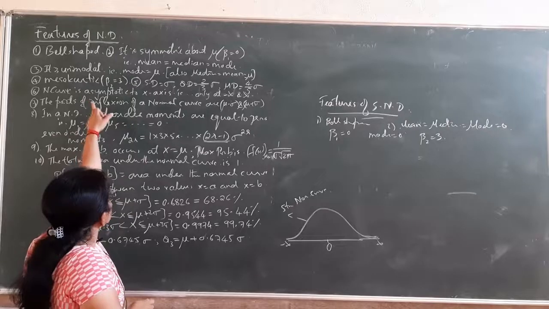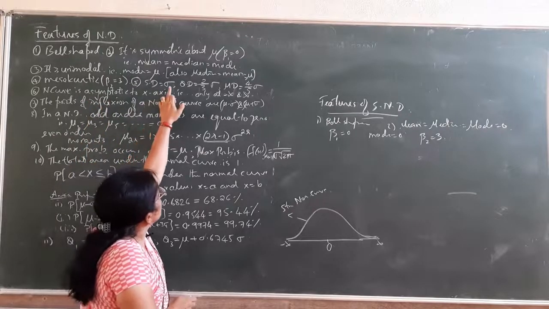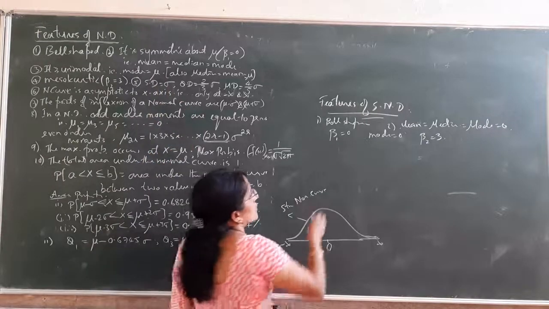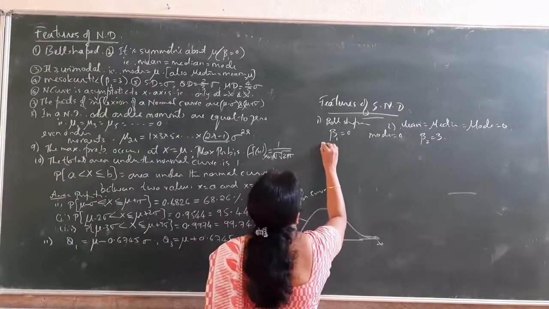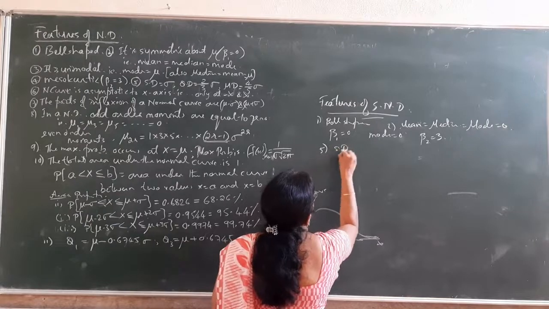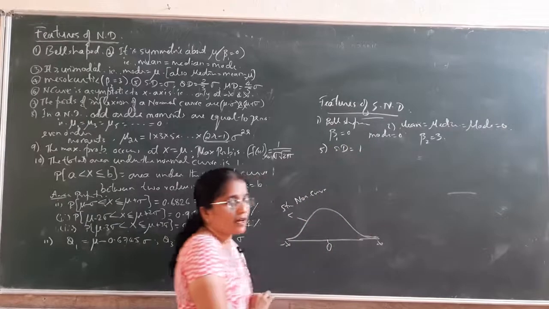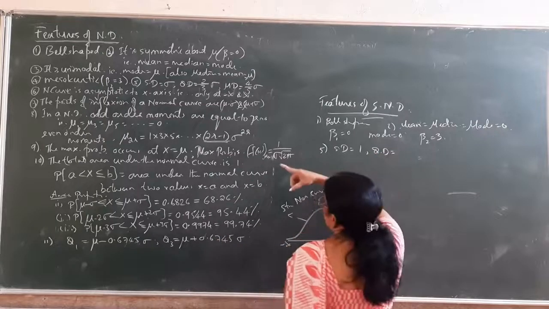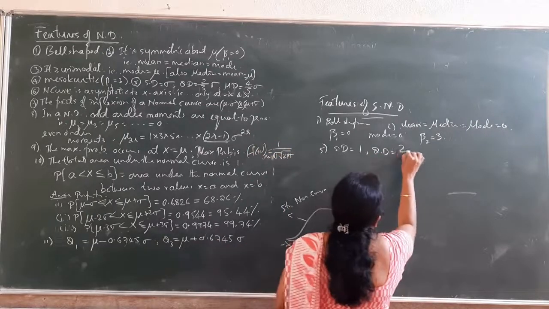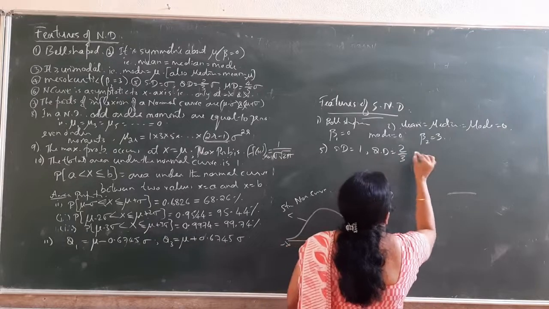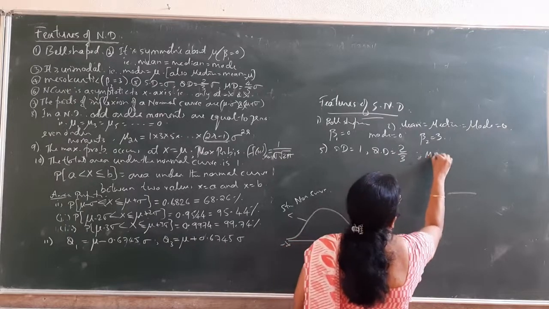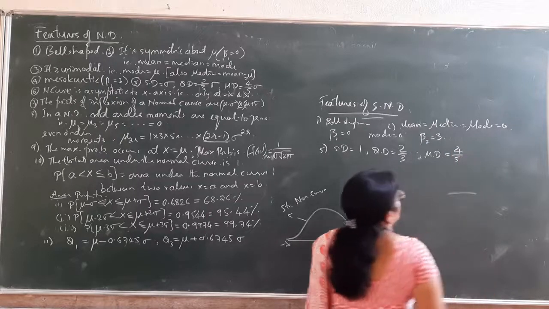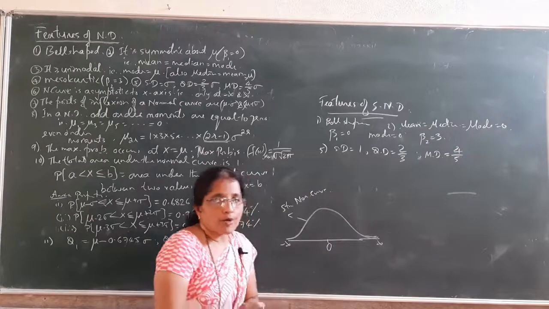Next one, standard deviation is sigma in a normal distribution. What about here? In a standard normal distribution, standard deviation is 1. In place of sigma, write 1. What is quantile deviation? It is 2 by 3 sigma. Here, 2 by 3 into 1, so that is 2 by 3. Next, mean deviation is 4 by 5 sigma. Sigma is 1, so here the mean deviation equal to 4 by 5.